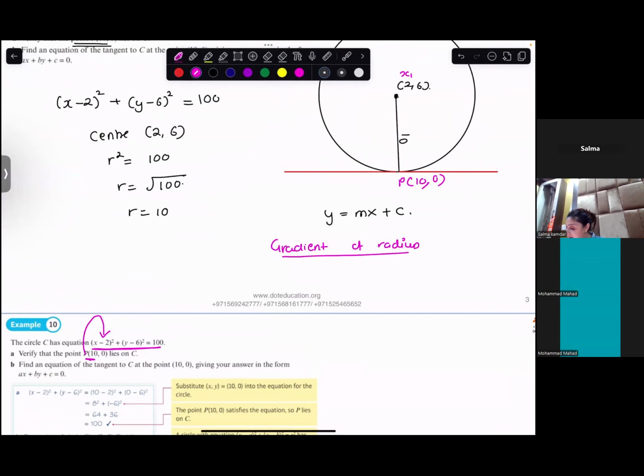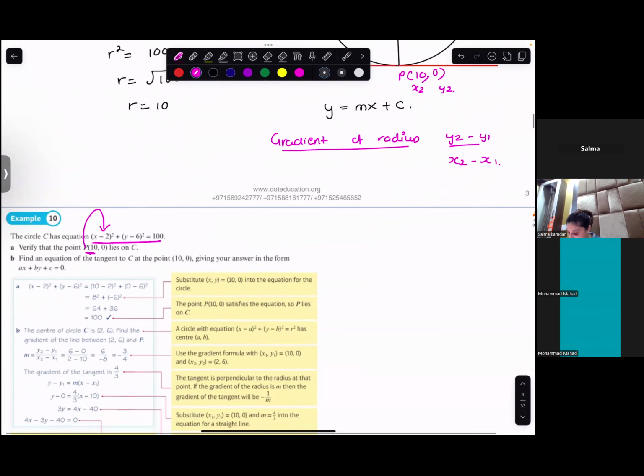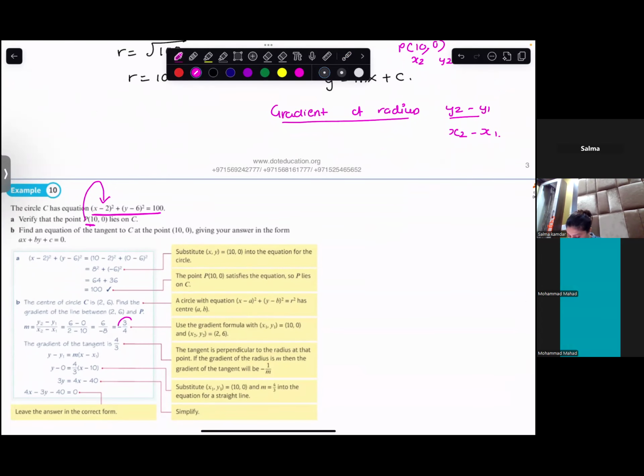Change in y divided by change in x. This is x1, y1. This is x2, y2. So y2 minus y1 over x2 minus x1. Say I got my gradient of the radius as minus 3 by 4.